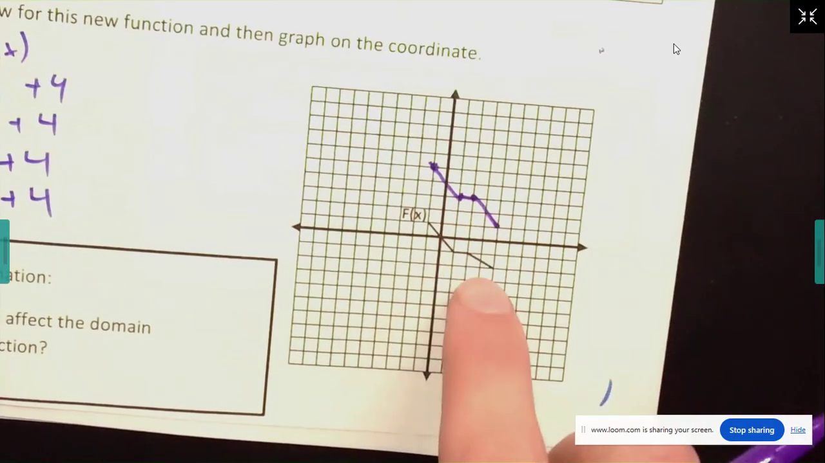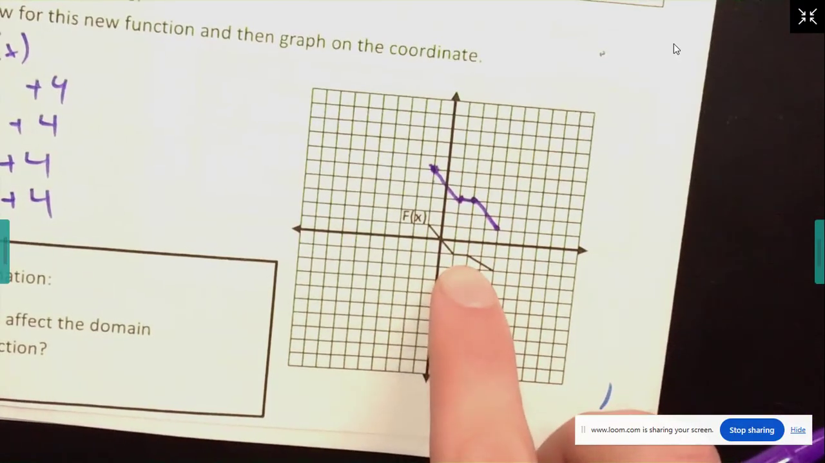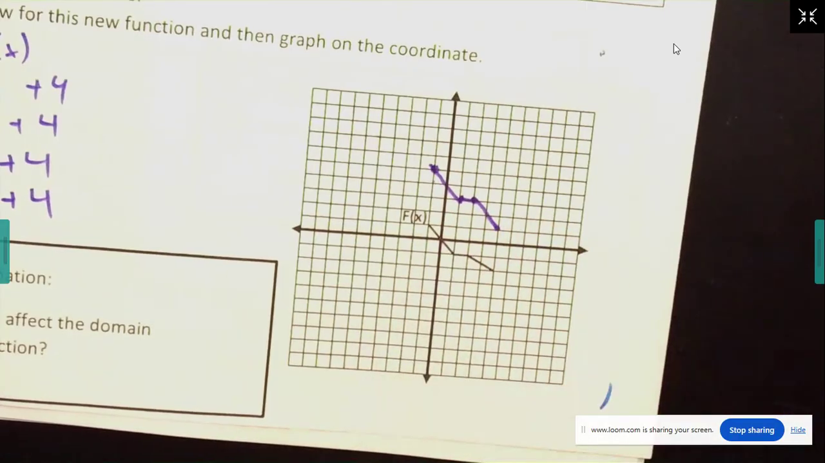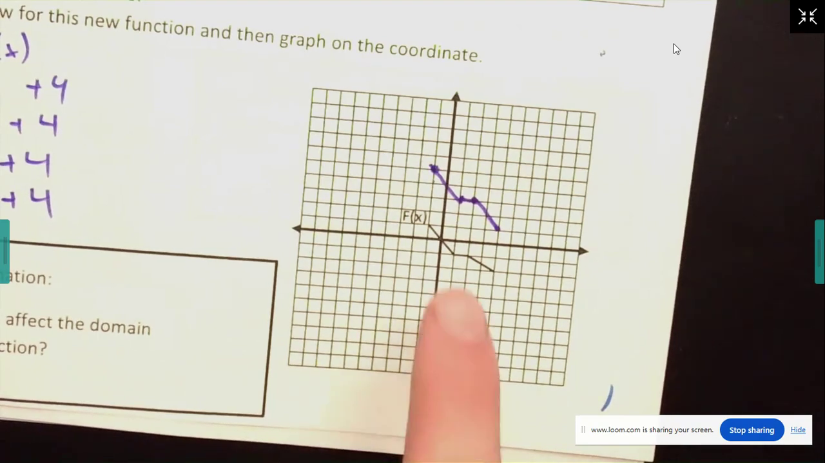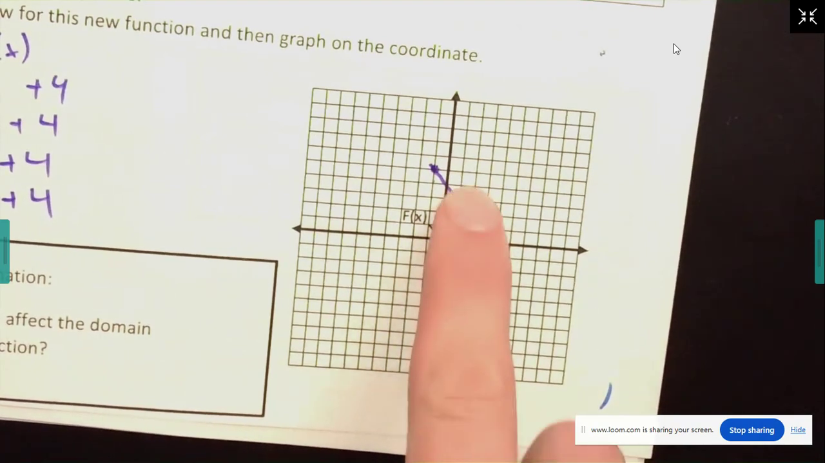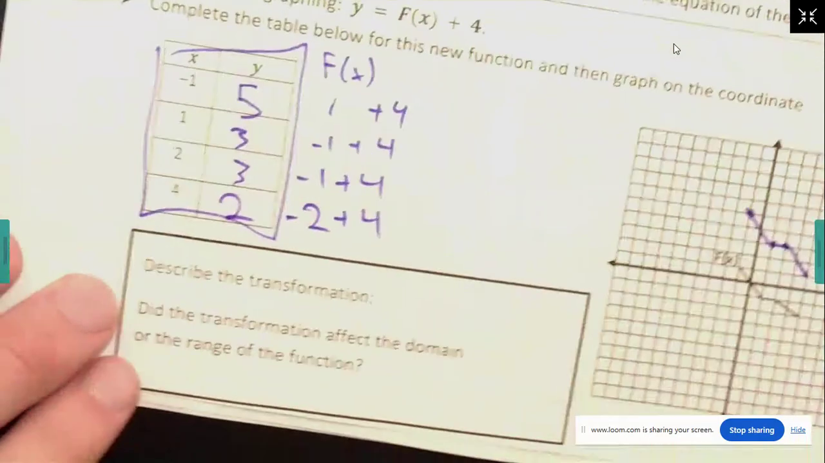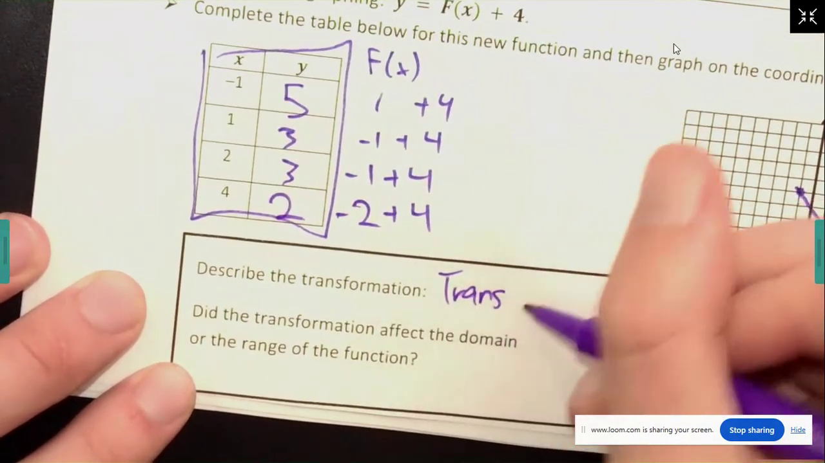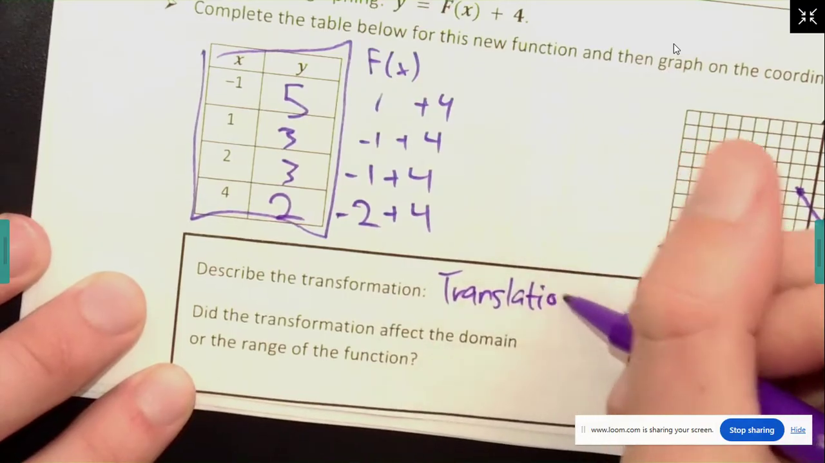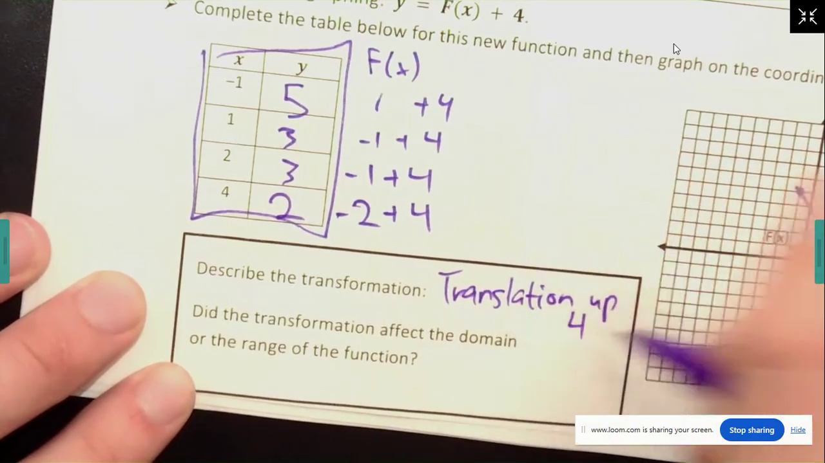And we said that wherever we start, we call it the pre-image, and this purple is my image. We're talking about our transformations from last unit. What does this look like? Well, we took this and we slid it up, and we said a slide was a translation, and we went up 4.